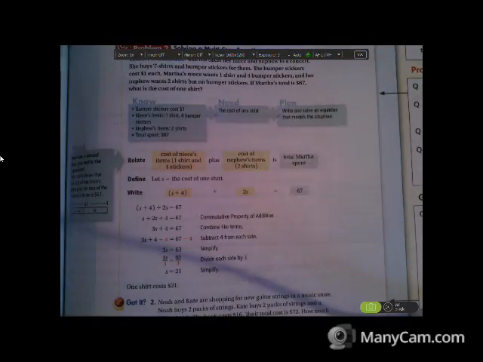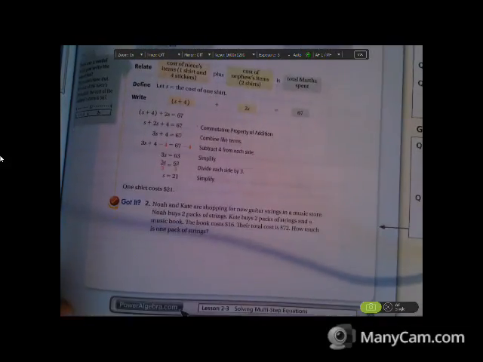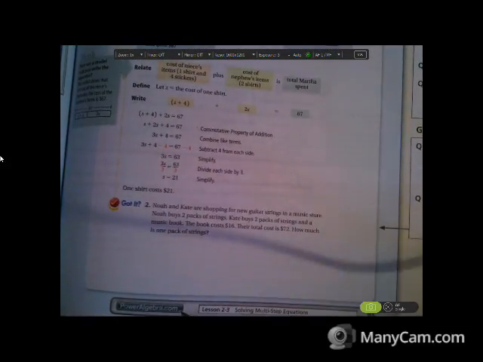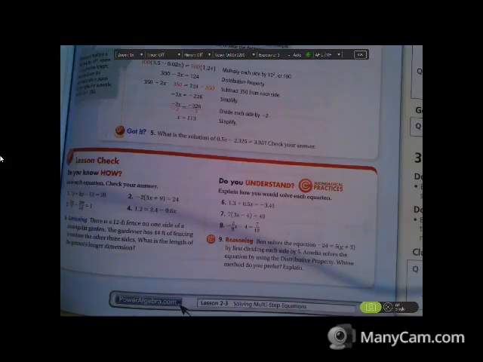Alright, so why don't you try the got it? Moving on to problem 3.